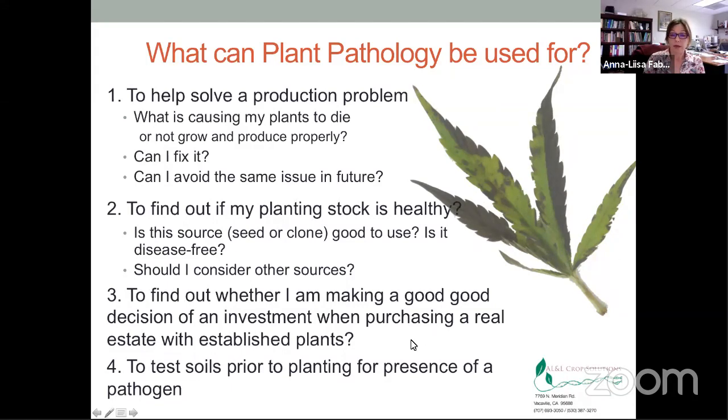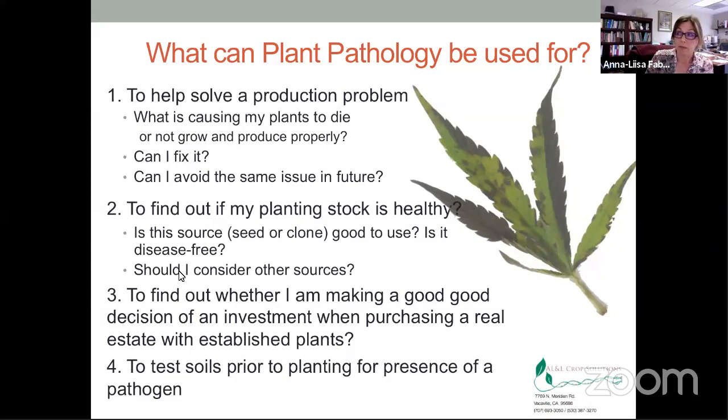And sometimes we run into a real estate purchase deal where the grower wants to know: are the plants healthy? Is it worth my investment to get that? Maybe I'm just buying something that I don't know about. So to make sure that I know everything, that's very common in other industries like grapes, the vineyard industry, where before people buy the property, they actually do some testing of the plants. And then we do soil testing for pathogens too.